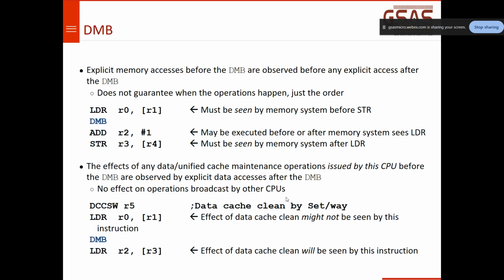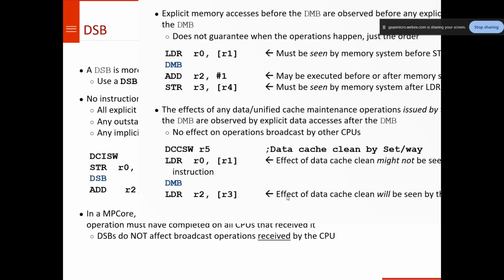And later on, if you want, we can also load the next memory contents into the register. So DMB is just for explicit memory accesses. It has no control on the ALU operations or arithmetic operations.